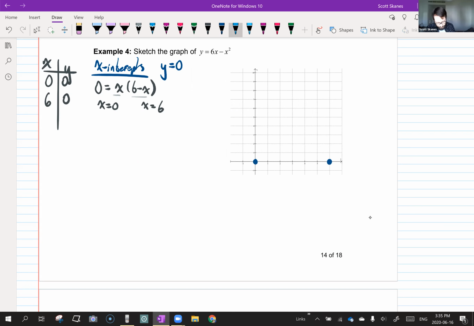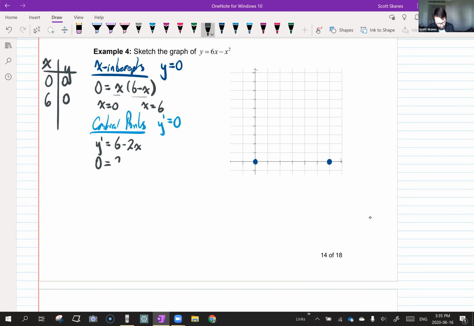The next step is going to be finding our critical points. The critical points, once we check them and test them, they tell us if we have a maximum or a minimum, which you should remember from yesterday. So we're going to be checking the slope. So the first thing we do is get the first derivative. That's 6 minus 2x. We need to set that to 0.